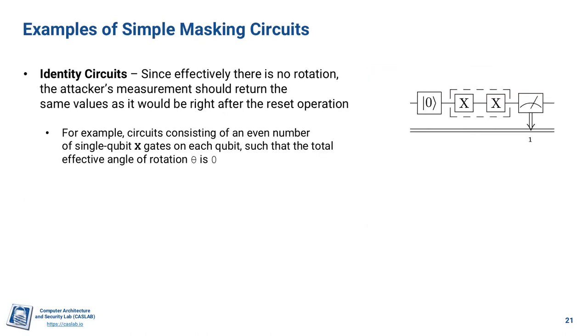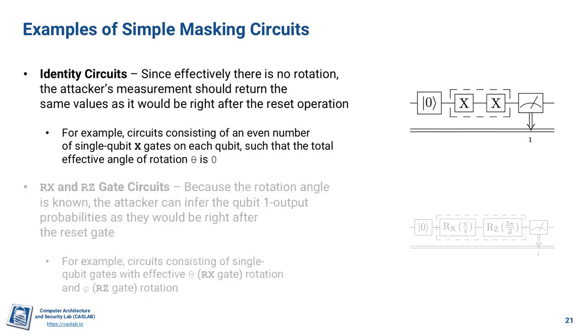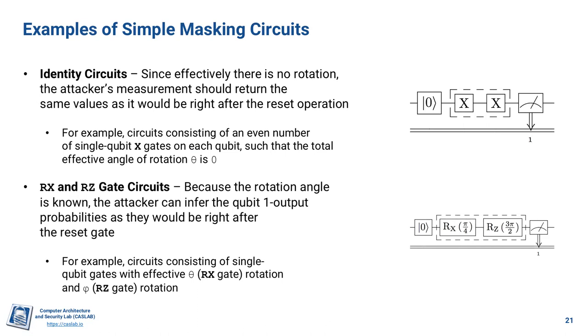I don't have much time, so I'll just jump very quickly. The basic idea is to try different circuits that we can put in between. So this is the reset, this is some circuit, for example an identity circuit composed of two X gates, and this is the measurement. Then we try different circuits to see if the attacker could recover some information.